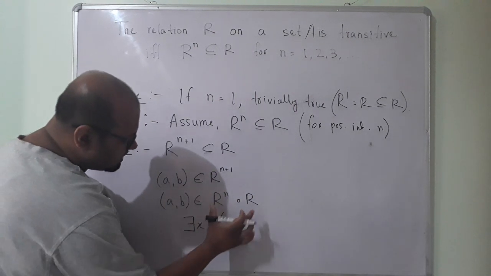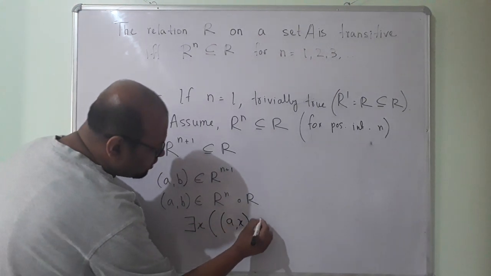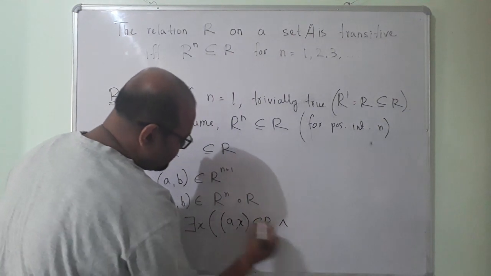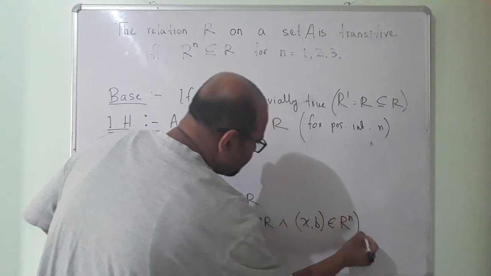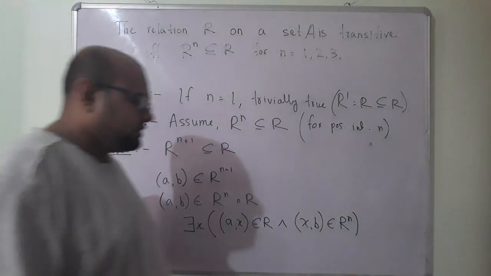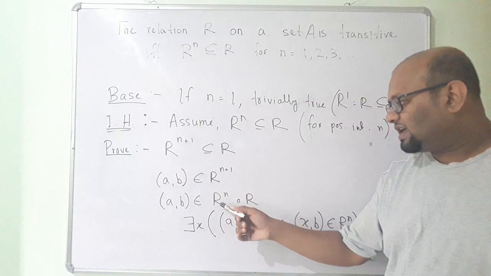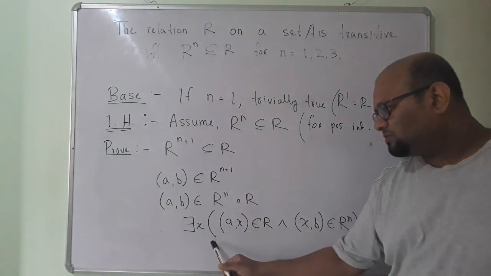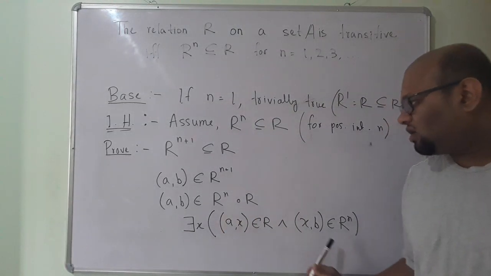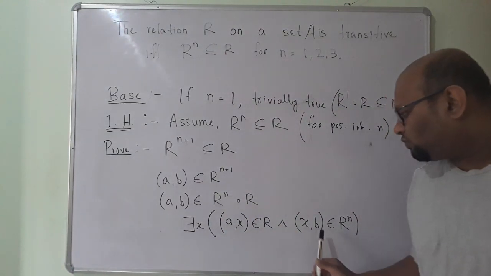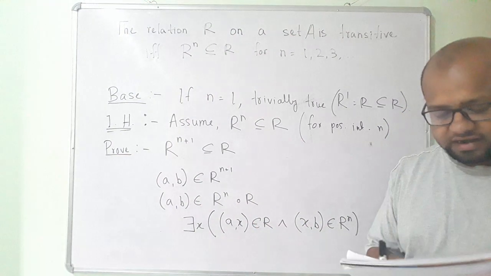Since AB belongs to this, there must be some X such that AX belongs to R and XB belongs to R to the power n. This is what composition means. If AB belongs to this R compose R^n, then there must be some X such that AX belongs to R and then XB belongs to R^n. Only then AX and XB will compose and we will get AB, which we assumed belongs to R^(n+1).